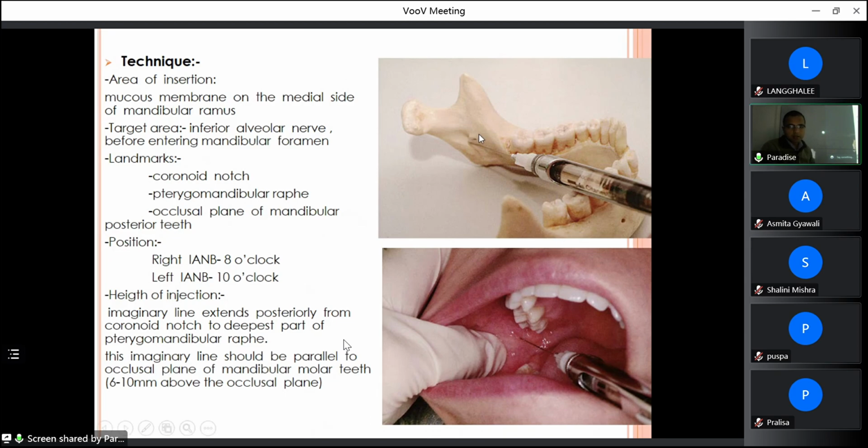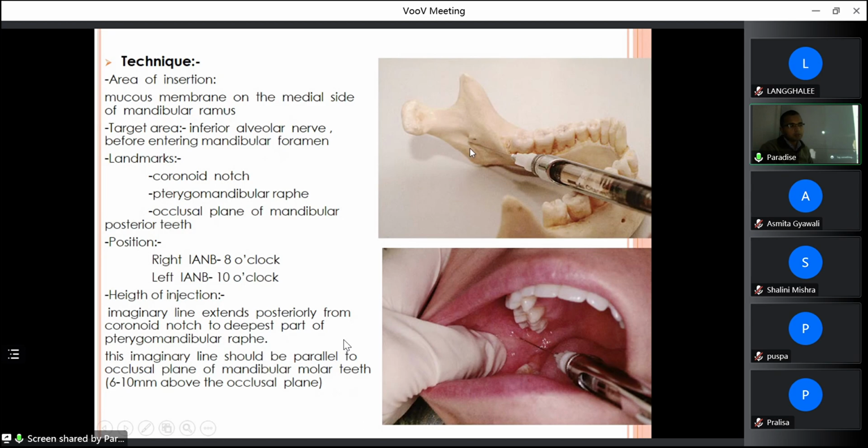It should be at the junction of anterior 2/3 and posterior 1/3, and about 6 to 10 mm above the occlusal level. If your needle goes more posteriorly, then what will happen? Because you can't see anything clinically, you have to imagine. What will happen if your needle goes more posteriorly? It will enter the parotid space, because of the presence of the parotid gland.